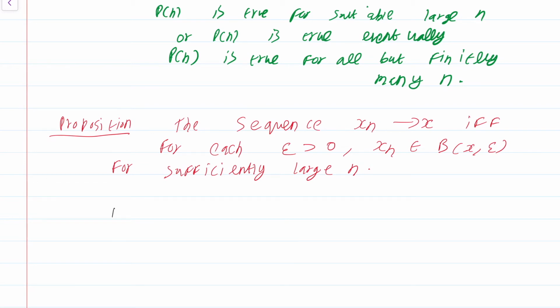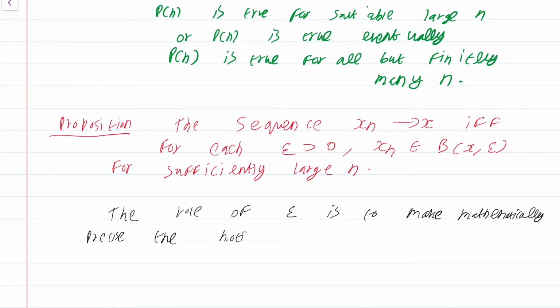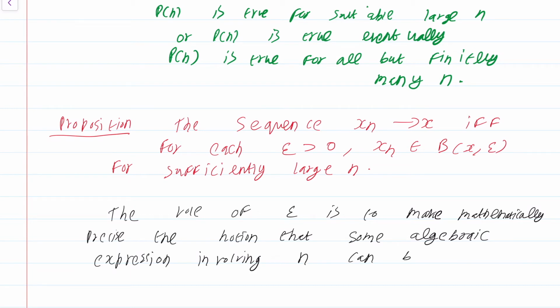So the role of epsilon is to make mathematically precise the notion that some algebraic expression involving n can be made arbitrarily small. That is exactly what, or as small as we desire.